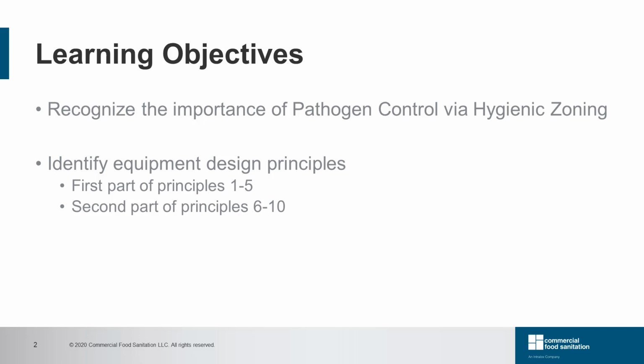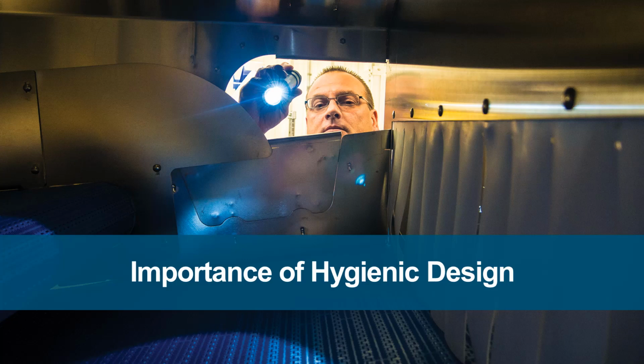There are multiple organizations out in the market that promote hygienic design principles for equipment. We have chosen the one from the American Meat Institute, AMI, as an example for this training module. Needless to say, hygienic design is important to the food industry because it is the first step of safe food manufacturing.